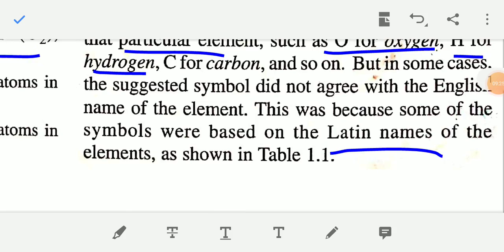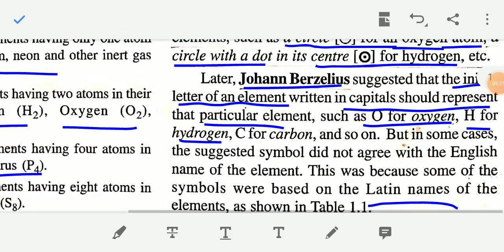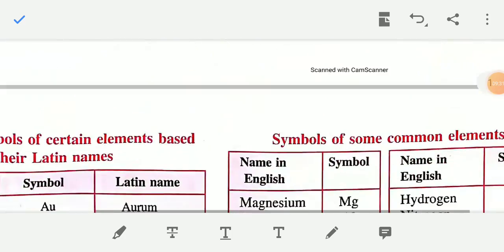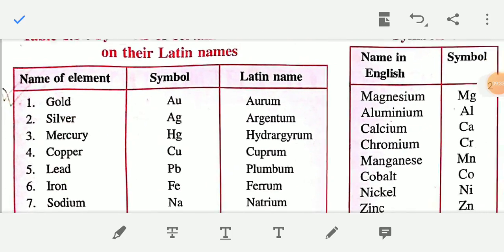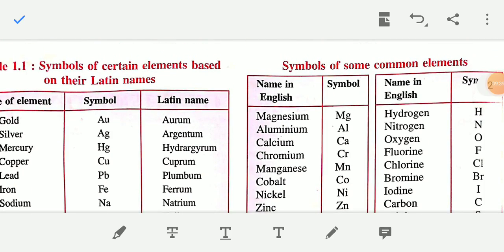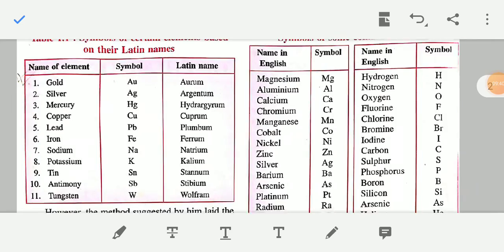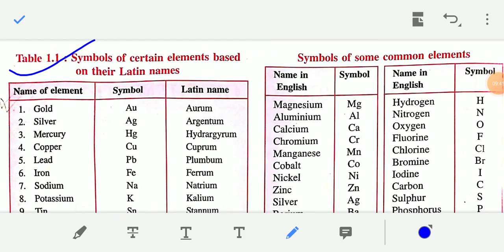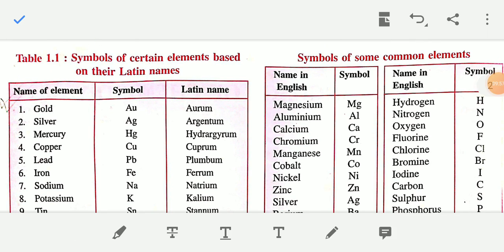So you can give the symbol of an element according to its English name, and in some cases according to its Latin name. Here two tables are given. In one table, symbols of certain elements based on their Latin names, and in the table at the right side, you can see symbols of some common elements according to their English names.